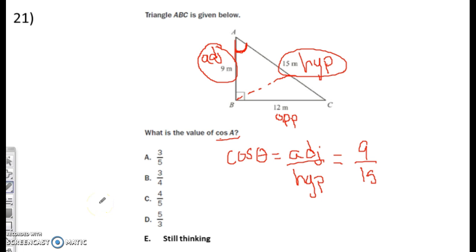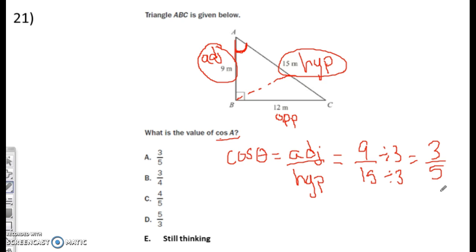But notice that doesn't match any of your answers because they reduced it. So for most of you, you'll be able to see that you would divide the top and bottom by 3 to get 3 over 5. If you don't immediately know how to reduce it, and you have a TI-30XS, you can put it into your calculator using the fraction button, 9 over 15, and it'll automatically reduce it for you.